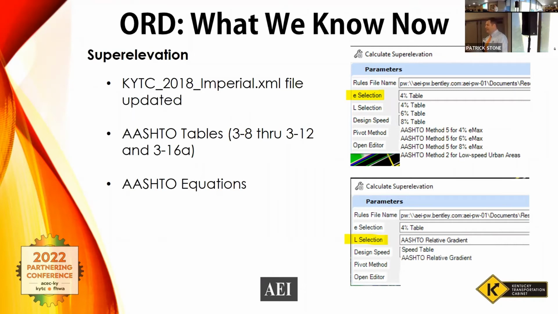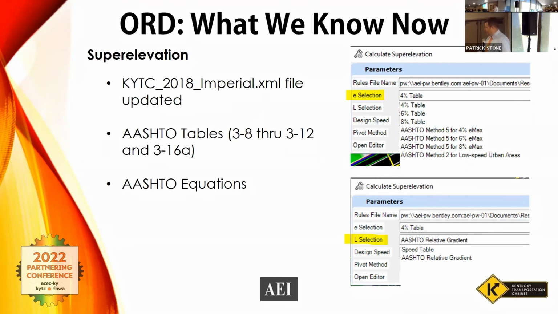So if you calculate needing a super elevation of 6.12, it's going to round that up to 6.2 if you're using the table, because that's the next highest table entry. If you wanted to calculate it to 6.12, use AASHTO method 5. That's what those tables are based on.